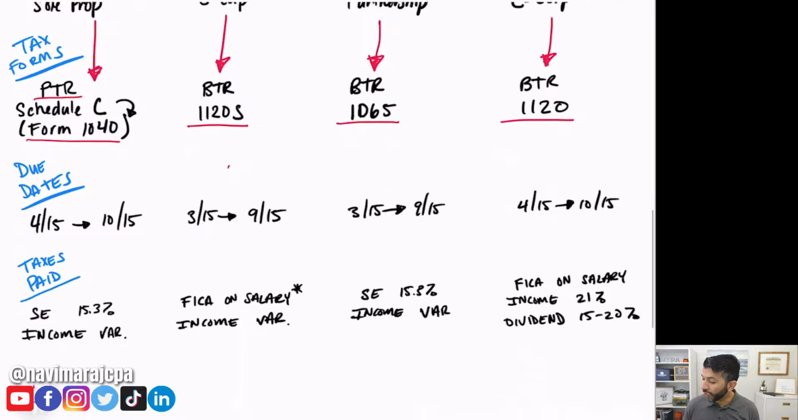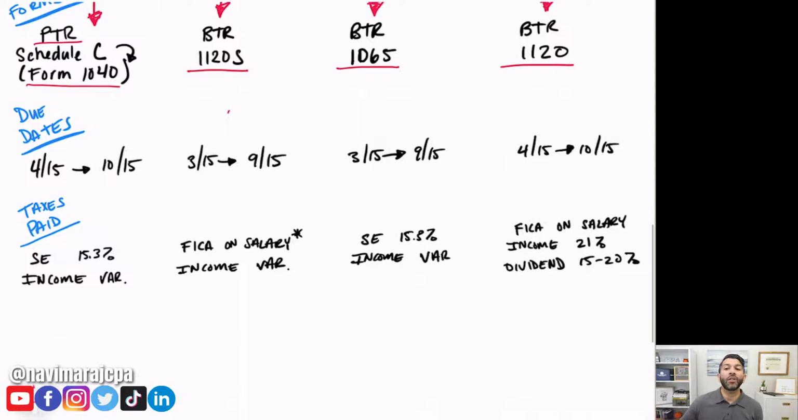Let's talk about the due dates real quick before I hit up how much tax you might have to pay. So the personal tax return, you probably know this one already. The due date is April 15th, typically. Okay, if there's a holiday or something like that, it gets pushed to the next business day. But it's typically April 15th. You can file a 6-month extension. You need to file that extension prior to April 15th. And you can then have until October 15th to file the tax return.